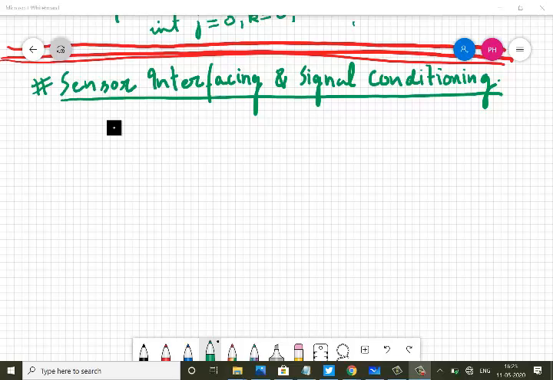Welcome back. Today we will be discussing sensor interfacing and signal conditioning. Let's begin with sensors. What exactly are sensors? We have discussed it before also. Sensors, or sometimes we call them transducers.